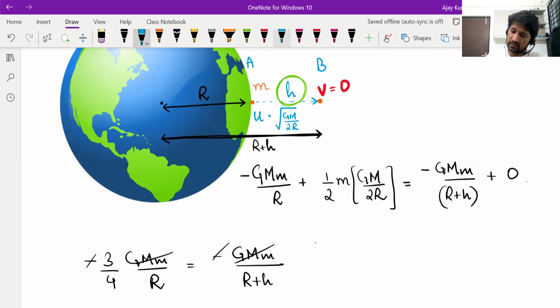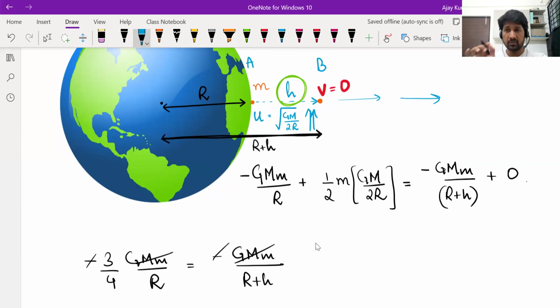Now you can keep on increasing this speed, and keep on increasing the height to which it rises. And for one particular speed, it will go to infinite height also, meaning it will go away from the planet forever. It will never come back.